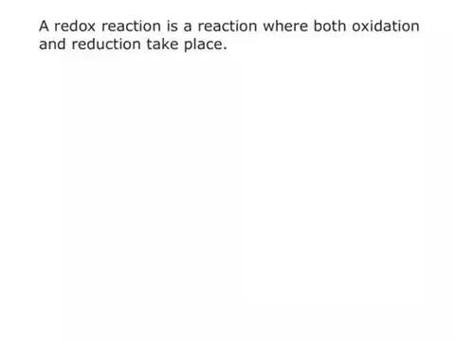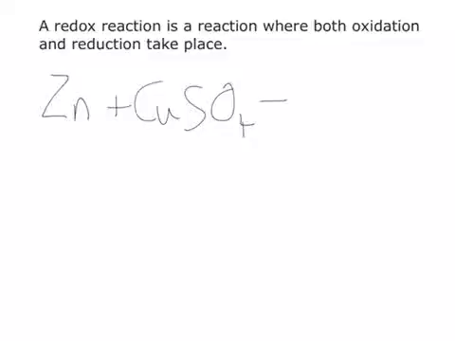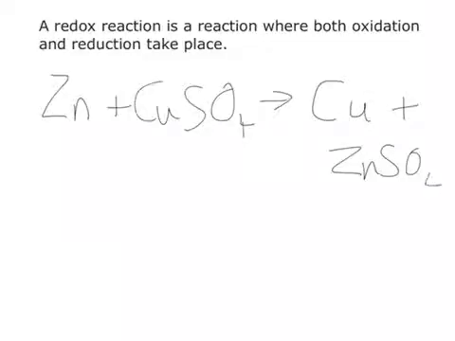Let's consider the displacement reaction between zinc and copper sulfate. When zinc, as a solid, reacts with copper sulfate in solution, there is a displacement reaction that takes place whereby zinc will displace the copper from the copper sulfate as it's more reactive than copper, and it will form zinc sulfate.